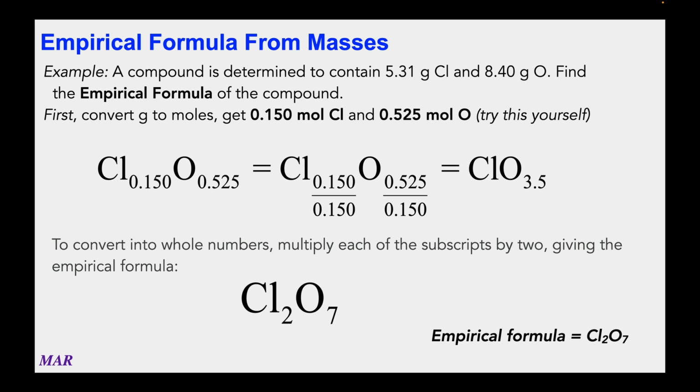So the empirical formula here is Cl2O7. You can see that after we divided both of the numbers by the smaller moles, we still ended up with a fraction or a decimal, but 3.5 times 2 is 7. So 2 to 7 is a better empirical formula than 1 to 3.5. Empirical formula: Cl2O7.